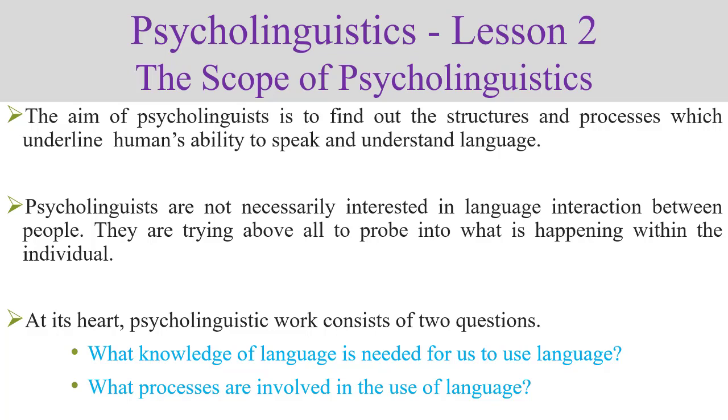At its heart, psycholinguistic work consists of two questions: what knowledge of language is needed for us to use language? What is this knowledge that we need to have to use language? And what processes are involved in the use of language? What are these mechanisms and processes that are involved when we use language? These are the two main questions at the bottom of psycholinguistics.